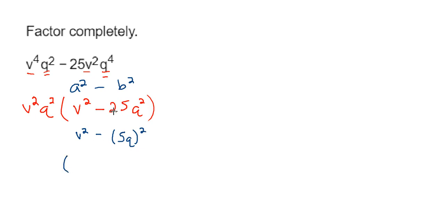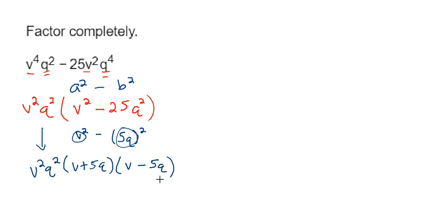And so this will factor, again, I'm not going to write out the whole formula this time. Hopefully, we've seen it so many times already in this video. It factors as a plus b, a minus b. But instead of a, we have v, plus, instead of b, we have 5q. And then a minus b: instead of a, we have v, minus, instead of b, we have 5q. And then we copy down the common factor, v squared, q squared, and we look to see, is there anything else that I could factor here? It doesn't look like anything else is going to factor any further. So this is as far as we can take it.